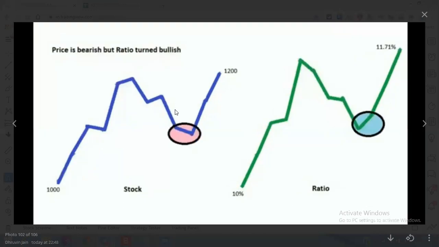Okay? So in this case also we can see the stock is moving down but your ratio line is moving up. That means it is outperforming the Nifty. Okay?